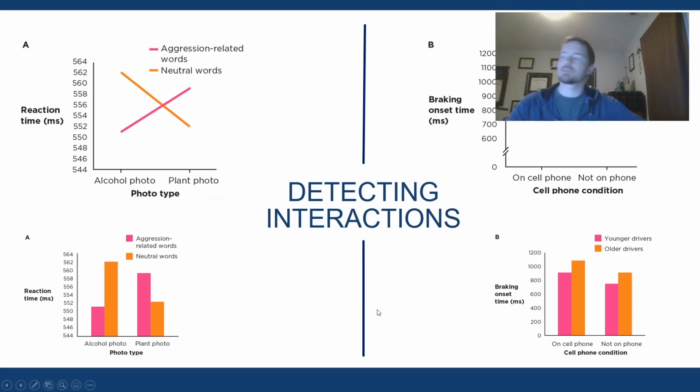So basically here again, what we're seeing is that for that last experiment, there is an interaction, where we don't really see that here for the cell phone and young driver example. These lines are pretty much parallel, and because of that, there's not really an interaction.